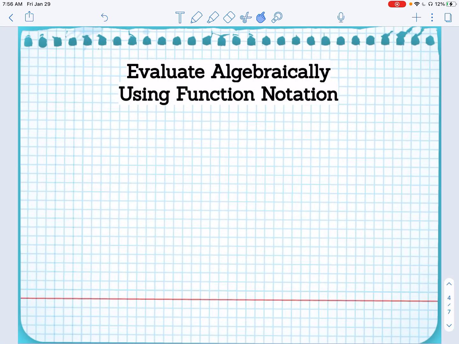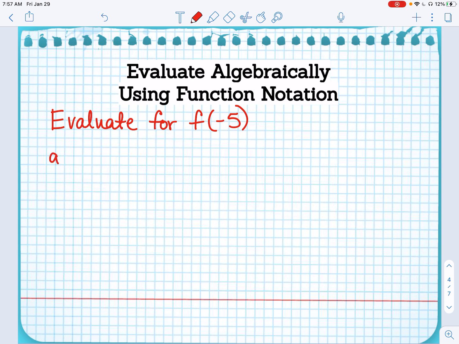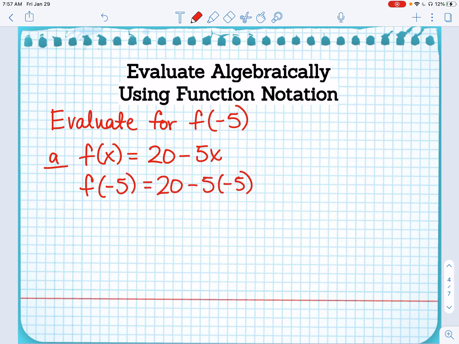So let's talk about evaluating algebraically. So for all of these expressions, let's evaluate for f of, how about -5? So if we're given the expression something like f of x equals 20 minus 5x, we would simply plug in -5. And you'd say, oh, okay, well, -5 times -5 is 25. So f of -5 equals 45.